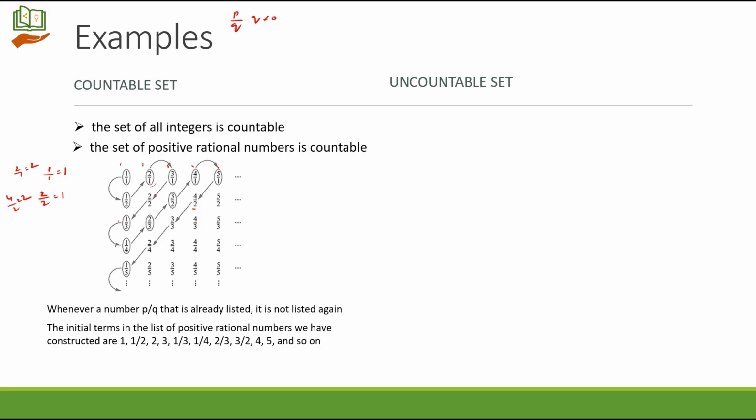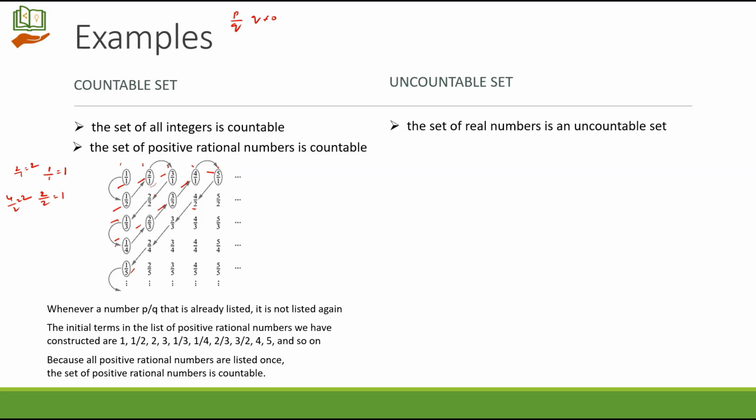The initial terms in the list of positive rational numbers we have constructed are 1, 1 by 2, 2, then we have 3. From there we go with 1 by 3, just following the arrow. From there we go to 1 by 4. Then 2 by 3, then 3 by 2, then 4, then 5 and it comes to 1 by 5. Because all positive rational numbers are listed once, the set of positive rational numbers is countable.